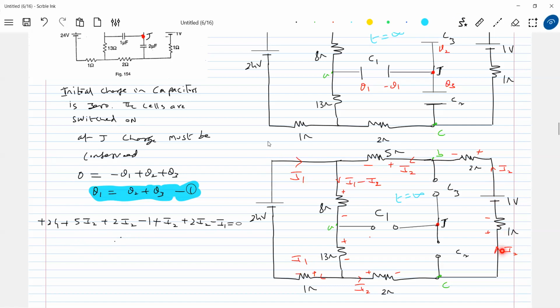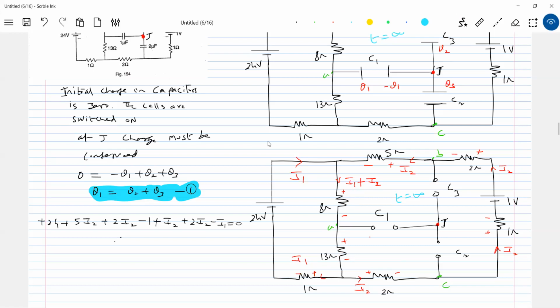Sir, the current through the 8 ohm resistor should be I1 plus I2, sir. Which resistor? This one? The 8 ohm resistor, sir. I1 plus I2, oh, plus symbol. Okay, everything fine? All symbols, signs.